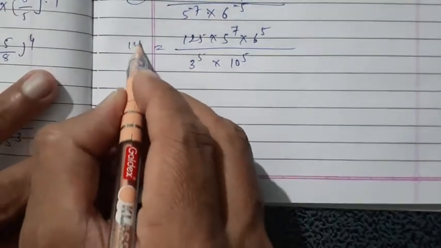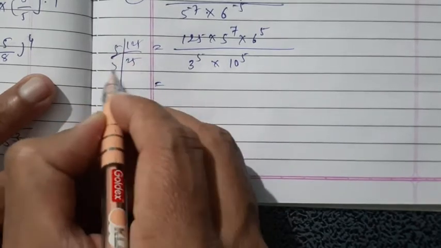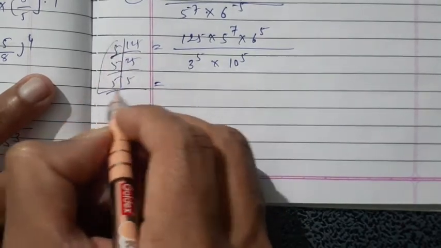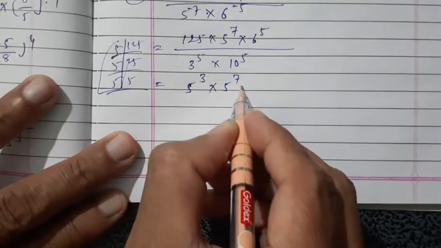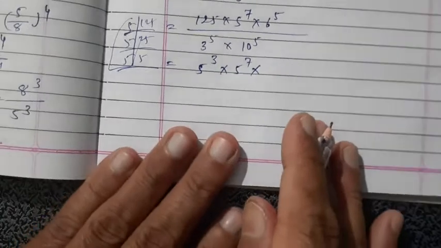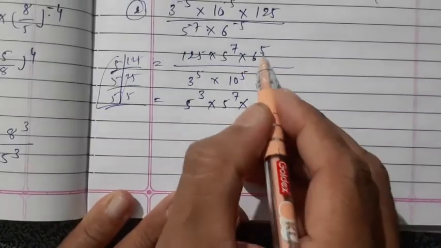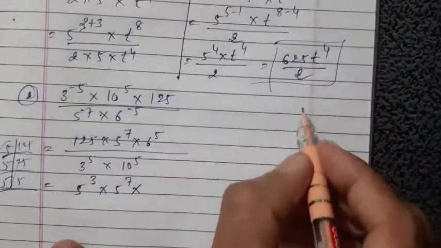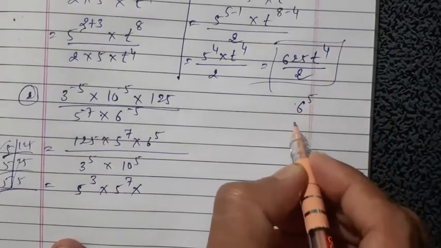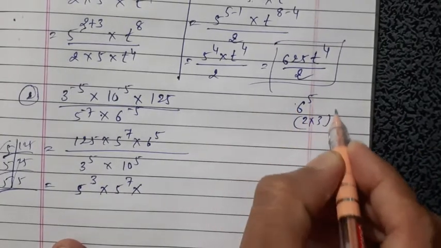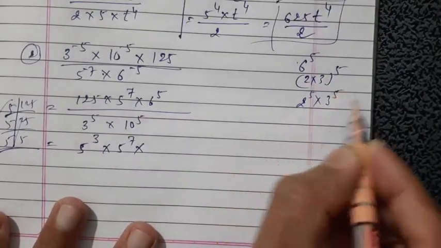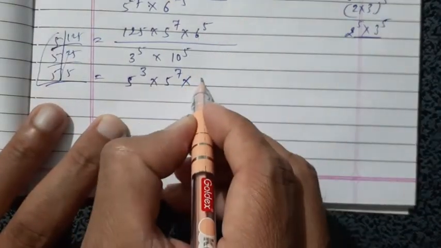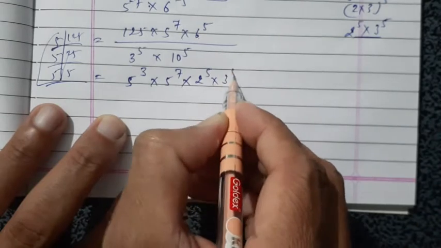Now factorize 125. That is 5 into 25, 5 into 5, and 5 into 1. So 3 times 5 is there. Write down 5 raised to 3 into 5 raised to 7 into 6 raised to 5. The factor of 6 is 2 into 3, so directly we write 6 raised to 5 as 2 raised to 5 and 3 raised to 5.